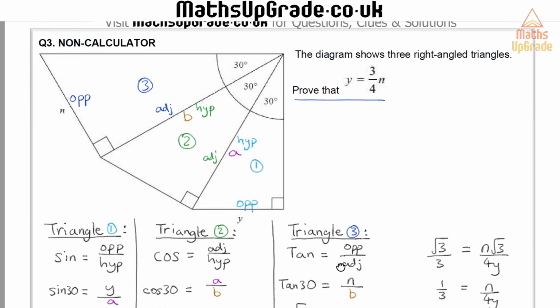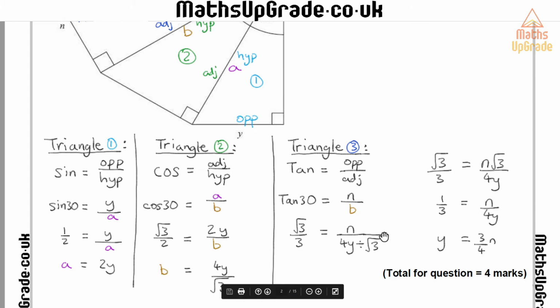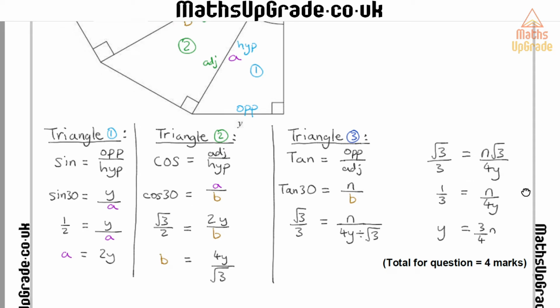All I need to do now to answer this question is get it in this form. So to get it into that form, I'm going to rearrange this fraction on this side here. Because I'm dividing by root 3, this is the same as multiplying the numerator by root 3. So root 3 over 3 equals n root 3 over 4y. Now the root 3's would cancel on both sides, so I can divide through by root 3 on both sides. That leaves me with a third equals n over 4y.